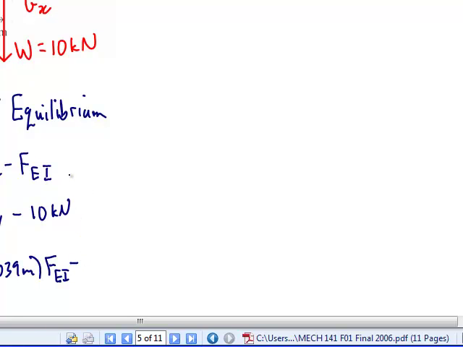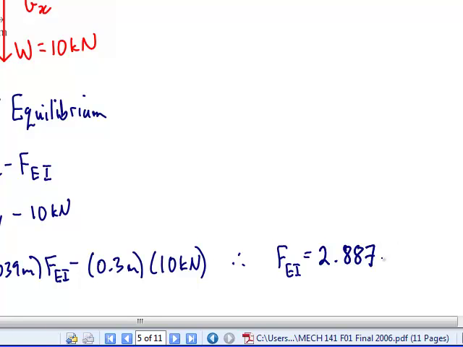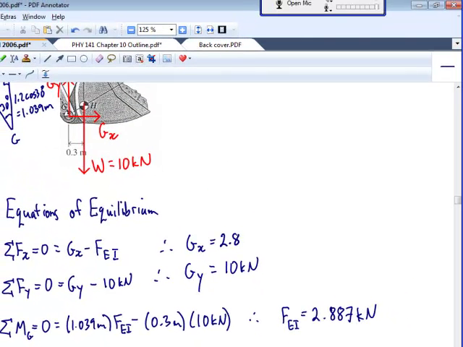And I have a negative moment from the weight. Perpendicular distance is 0.3 meters times 10 kilonewtons. So if I solve that for FEI, 2.887 kilonewtons. Solve this one for GY, which is a trivial solution, but GY is 10 kilonewtons, and GX is 2.887 kilonewtons from here.